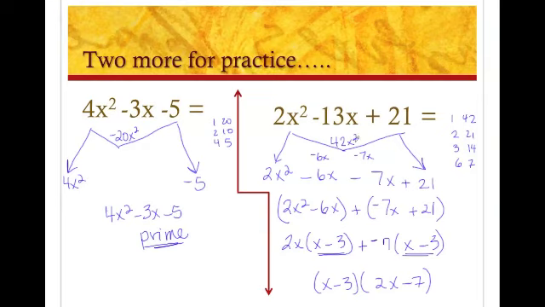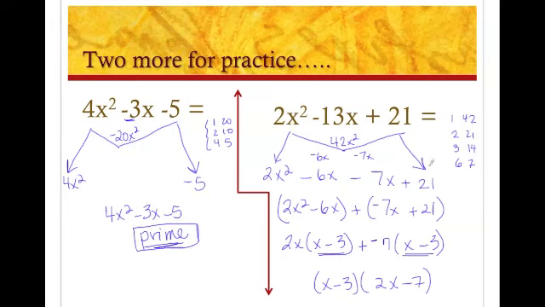Okay, for the first one, it's kind of a little trick because you'll find that it is prime. The reason is I'm looking for something that multiplies to give me negative 20x squared, and when I look at 20, the factors of 20, 1 and 20, 2 and 10, 4 and 5, but none of these combinations will subtract to give me a negative 3. So I know that it's not factorable, so therefore it's prime.